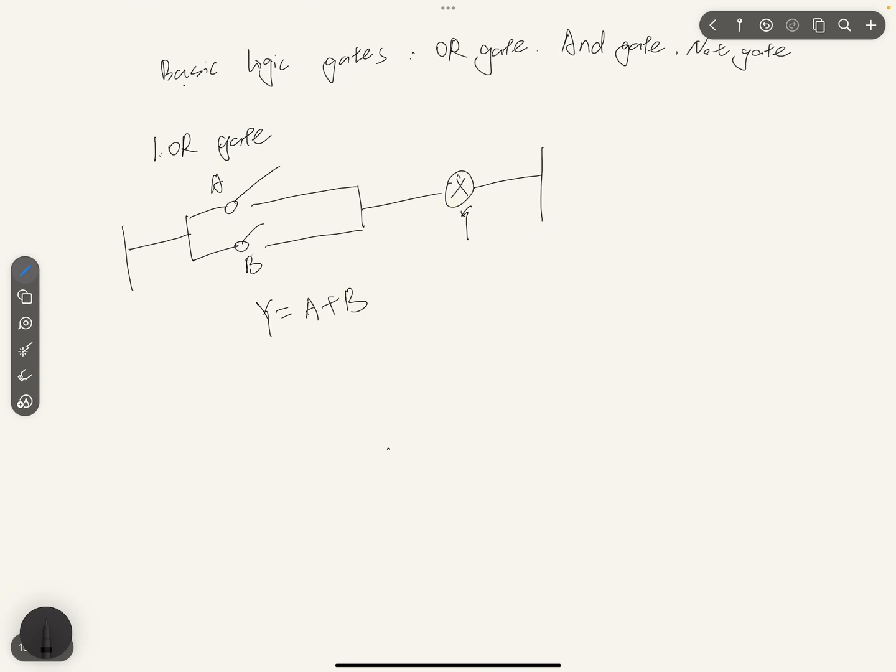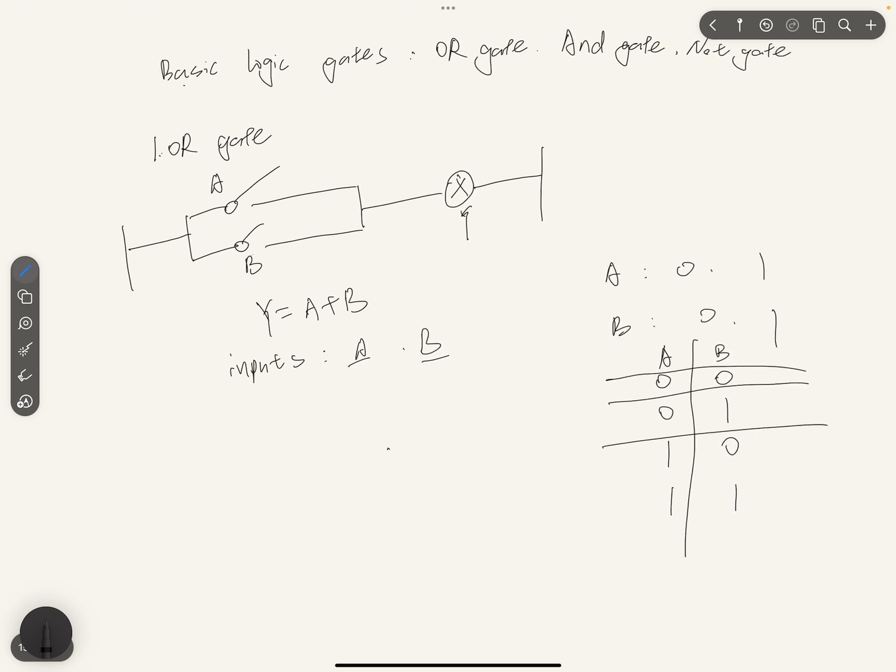If we need to build the truth table, since we have two inputs here, the inputs will be A and B. For the state, A will have 0 and 1, and B will also have 0 and 1. How many combinations for that? So we could have 0, 0. If this is A, this is B, we also have 0, 1. So when A is 0, B is 1. A is 1, B is 0, A is 1, B is 1. So that's the truth table.